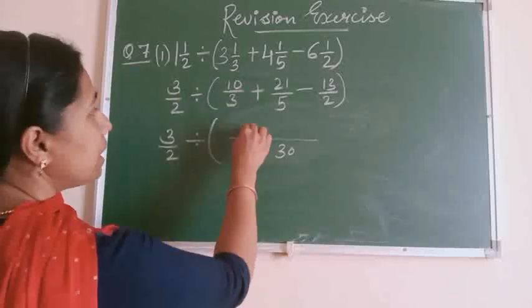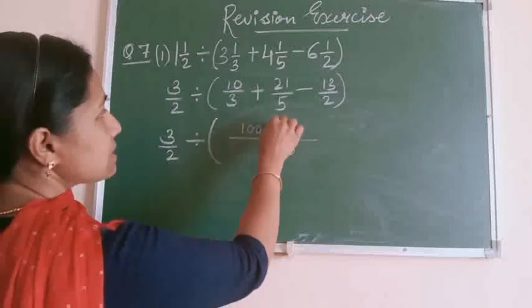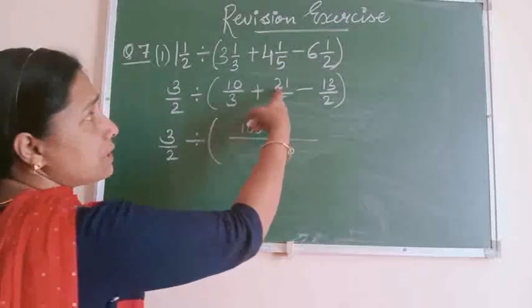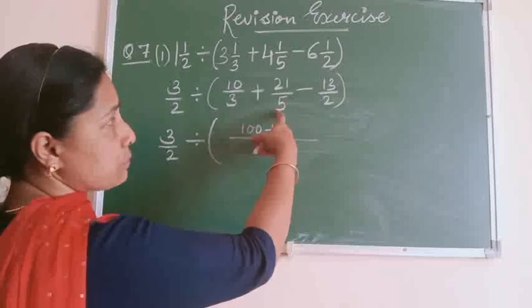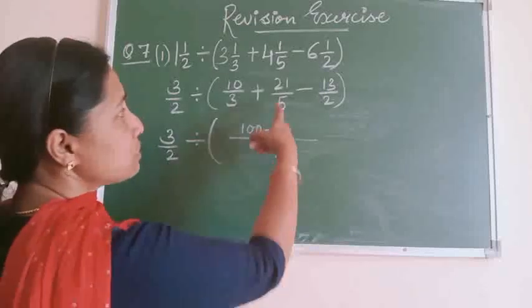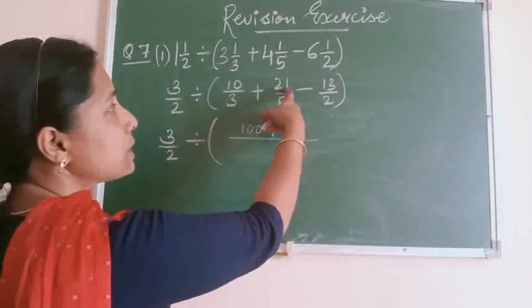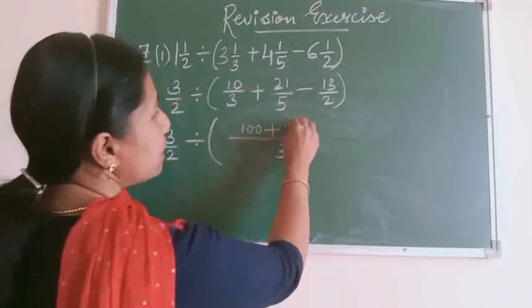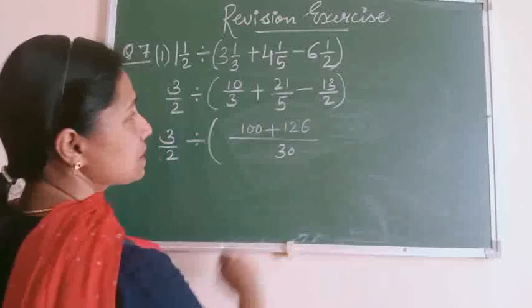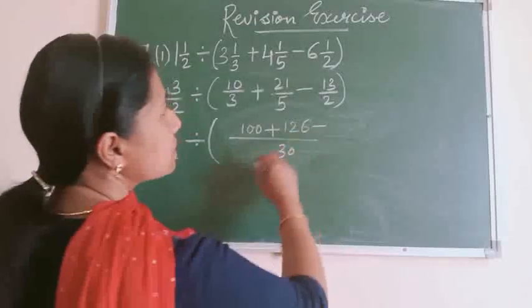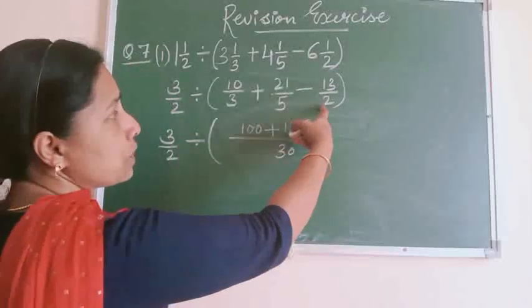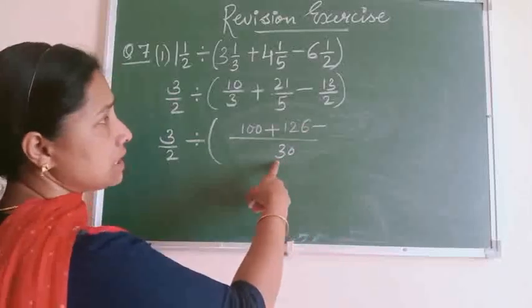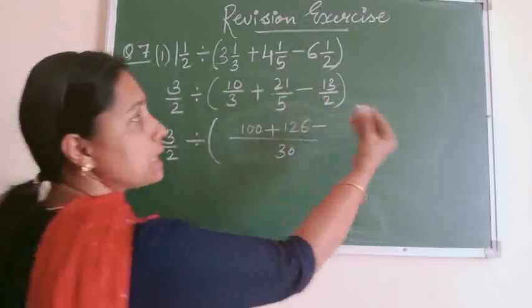10 into 10, 100. Plus sign. Here the numerator is 21 and the denominator is 5. 5 into 6, 30, so 21 also should be multiplied by 6. 21 into 6 will become 126. Now this one, 13/2. 2 into 15, 30, so 13 also should be multiplied by 15.